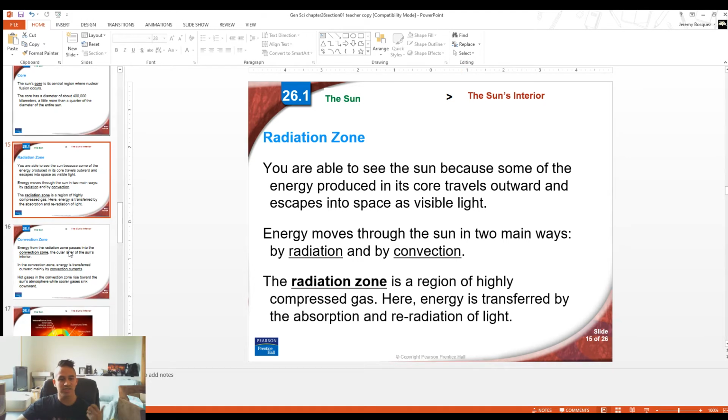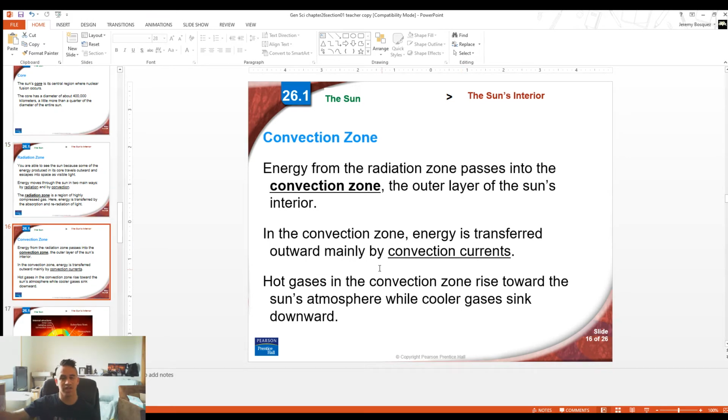Okay, once it does get outside of the radiation zone, then it gets into the convection zone, and this is where things get a lot faster. So the convection zone. Convection is where heat rises and cold things sink, right? Most of you guys know that hot air rises up and cold air sinks down. This is known as convection, right? So hot things rise, cold things sink.